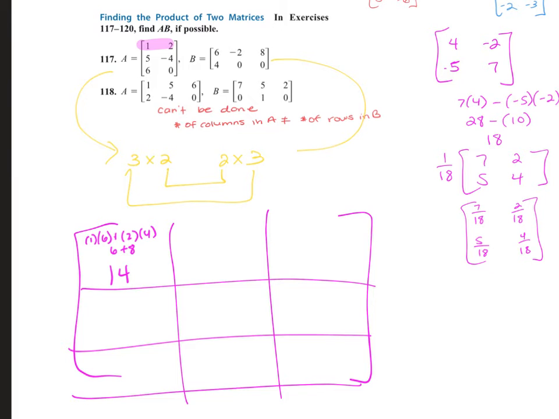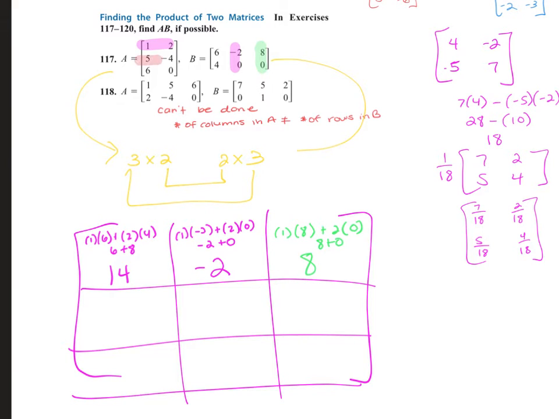I'm moving too fast for explaining everything. Row 1, column 2. And I get 1 times negative 2 plus 2 times 0. Negative 2 plus 0, negative 2. Row 1, I'll just do it in a different color. Column 3, 1 times 8 plus 2 times 0, 8 plus 0, which is 8.